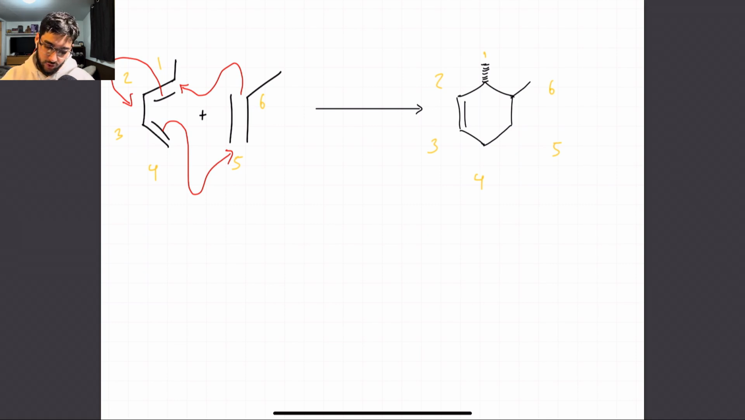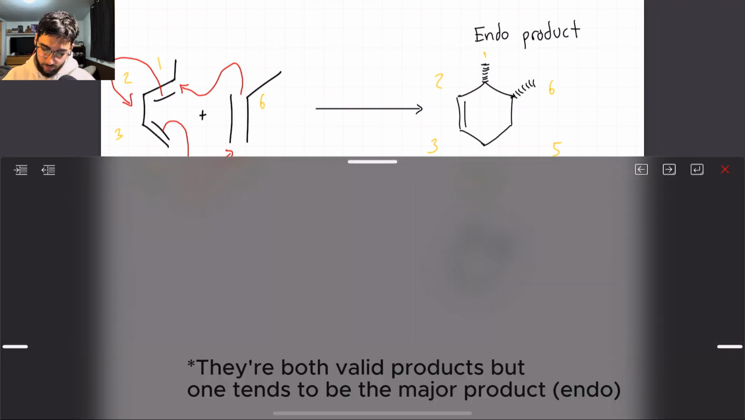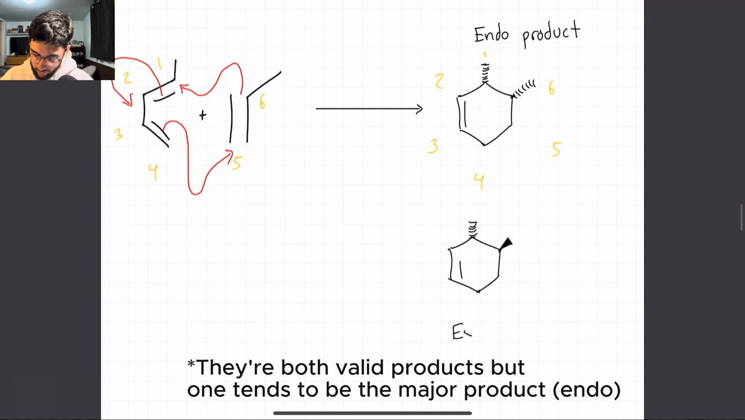And the tricky part about this is that there's actually names for both of these products. So I'm just going to draw them both out for you. So now we have one of the attachments on dash and one of the attachments on wedge. This is going to be known as your endo product when you have your carbon 6 attachment on a dash, and this is going to be known as your exo product.